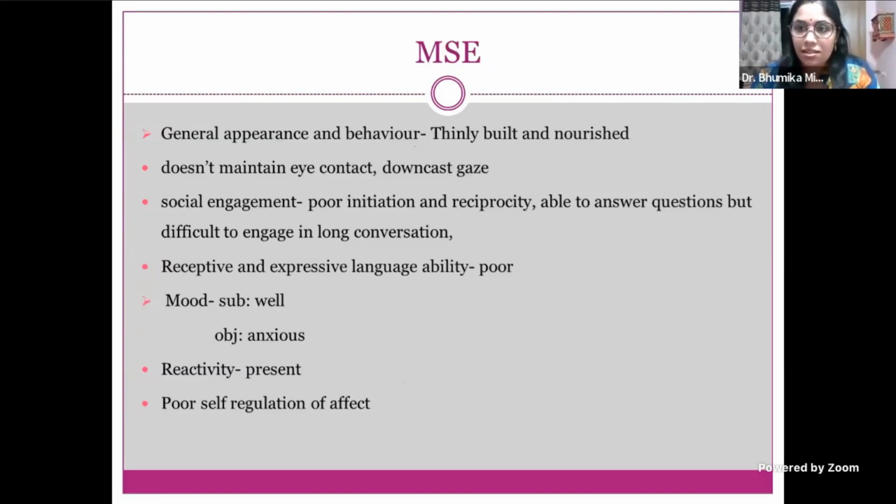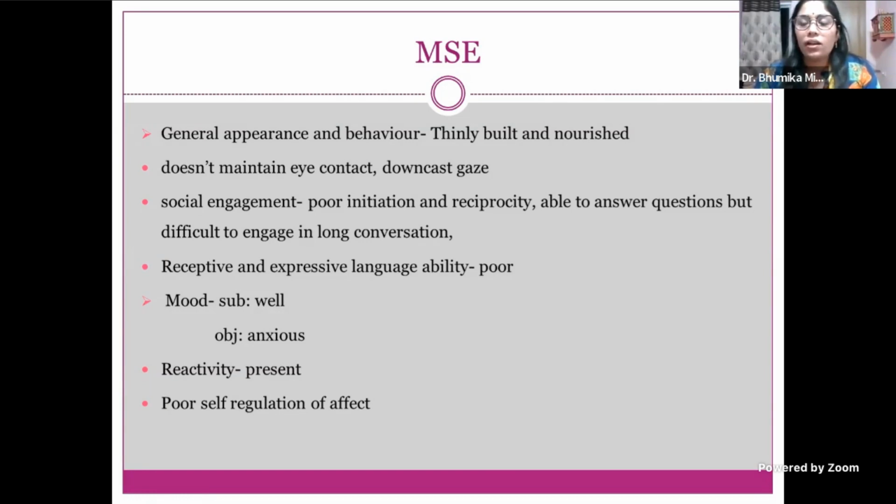Coming to the mental status examination, on general appearance and behavior, the child appears thinly built and nourished, does not maintain eye contact, and has a downcast gaze. The social engagement is such that there is poor initiation and reciprocity from the child's side. He is able to answer questions, but it is very difficult to engage him in long conversations. The receptive and expressive language ability is also poor.